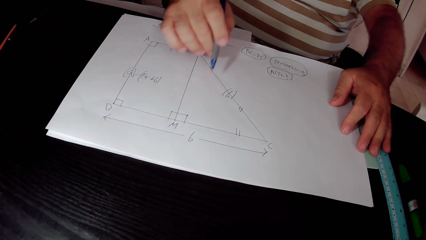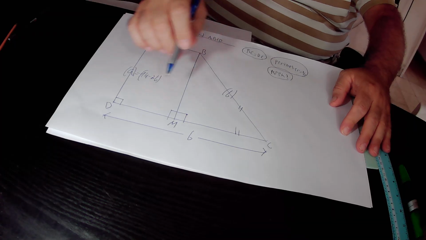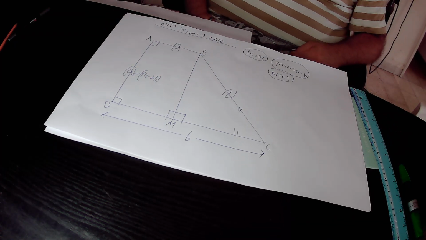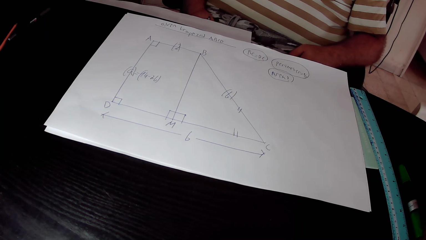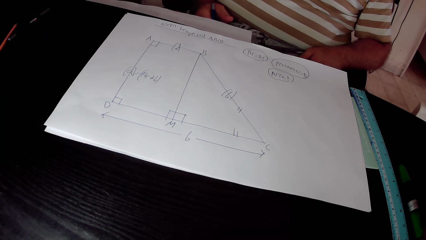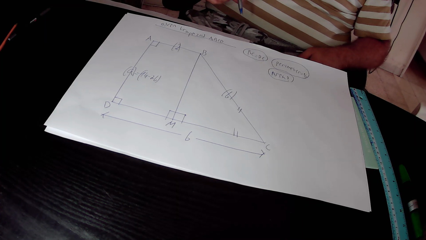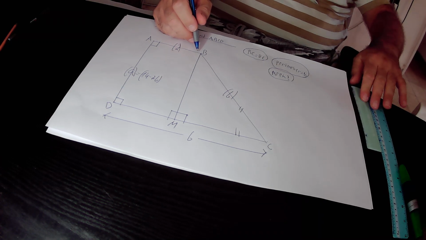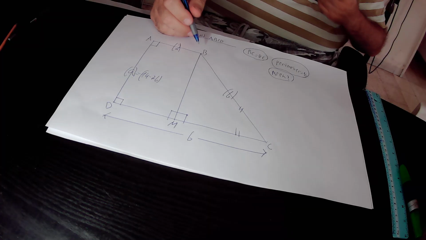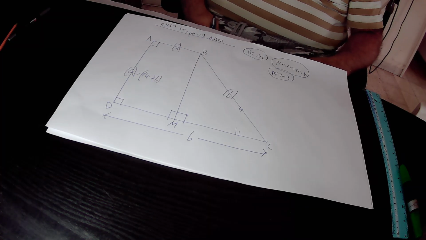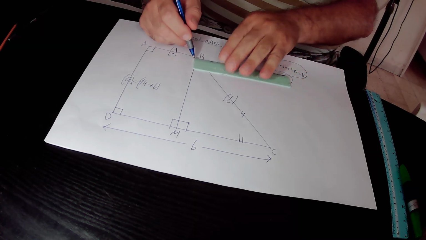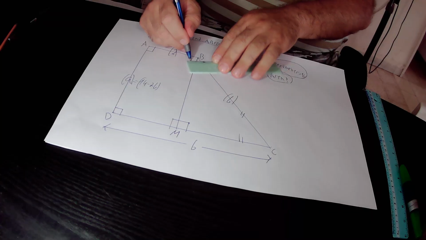By doing this construction, you get the quadrilateral ABMD. Inside this quadrilateral ABMD, we have 1, 2, 3 right angles. The sum of 3 right angles is 270 degrees. So 270 degrees plus the size of this fourth angle must in total be equal to 360 degrees, according to the rule that the sum of the angles in any quadrilateral is equal to 360 degrees. And therefore this fourth angle must be equal to 90 degrees.